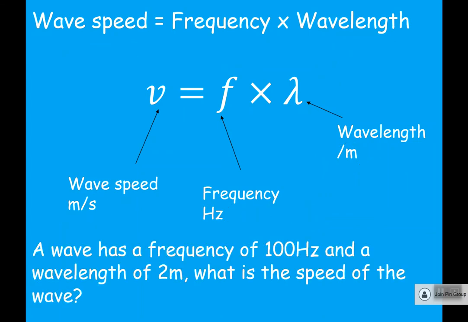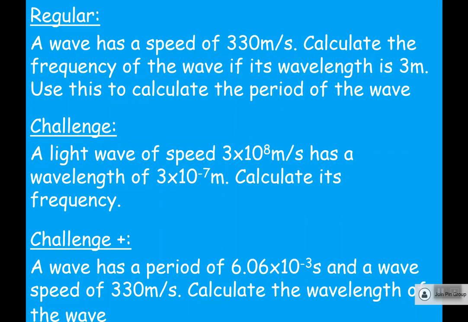So here's a really basic one. A wave's got a frequency of 100 hertz and a wavelength of 2 meters. What's the speed of the wave? All you do is substitute in the numbers. Remember I said, write the equation with the symbols, without the words or the units. 100 hertz, that goes there. Wavelength 2 meters, that goes there. What is it? Well, 100 times 2, 200 meters per second. Yay! Right, have a go. Here's some practice. Pause it, we'll go through it.